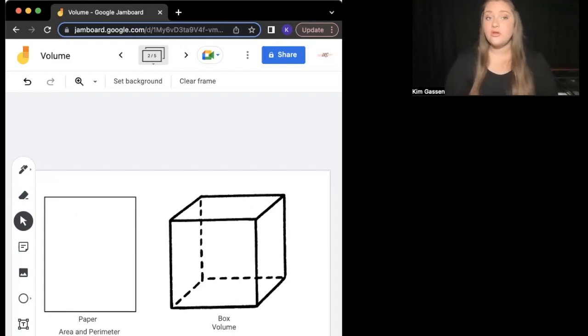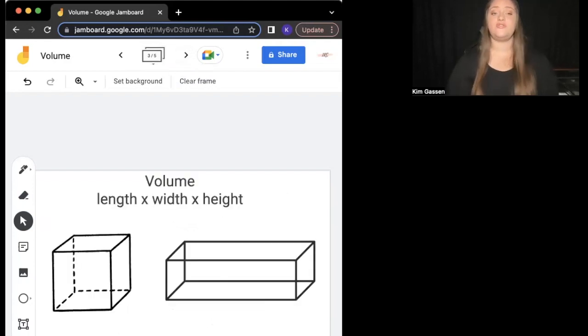But with volume, it's like we're measuring how much space a box takes up, because a box is also tall, right? A piece of paper is flat. It only has an area and a perimeter, but a box is also tall. So if you want to measure the full amount of space that a box takes up, you also have to think about how tall it is.